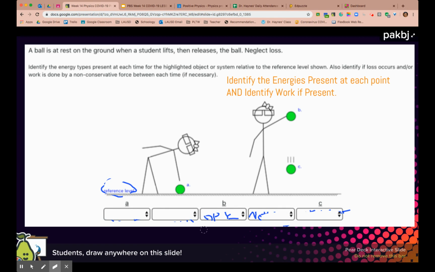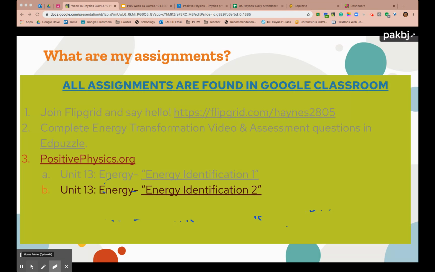Let me erase all of my beautiful artwork. Okay. So we didn't get to do our second question, but right here, you're going to be doing on unit 13, energy, you're going to be doing energy identification 2 in positivephysics.org. But yep, that is all. It is 12:30. I'll release you to your 8th period class.